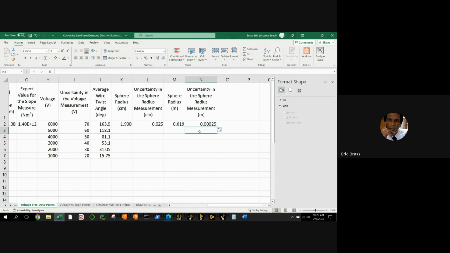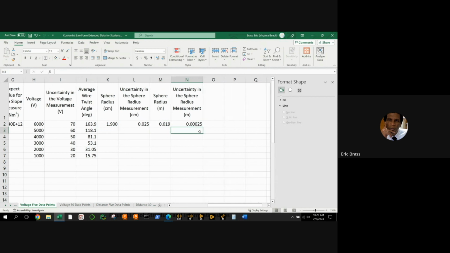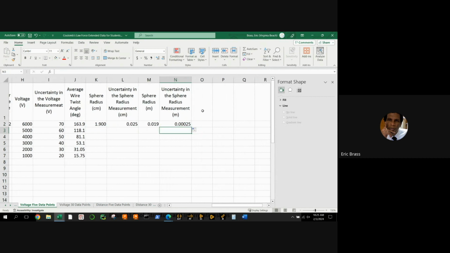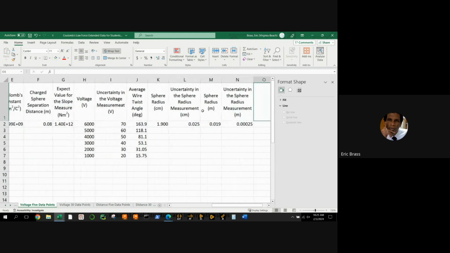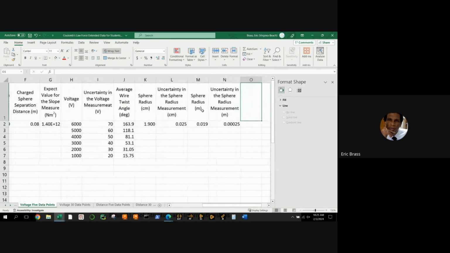All right. So we have our uncertainty, we have our sphere in meters. Now we need the charge. So this is going to be our charge calculation. If you guys remember, the charge calculation is voltage times the radius.